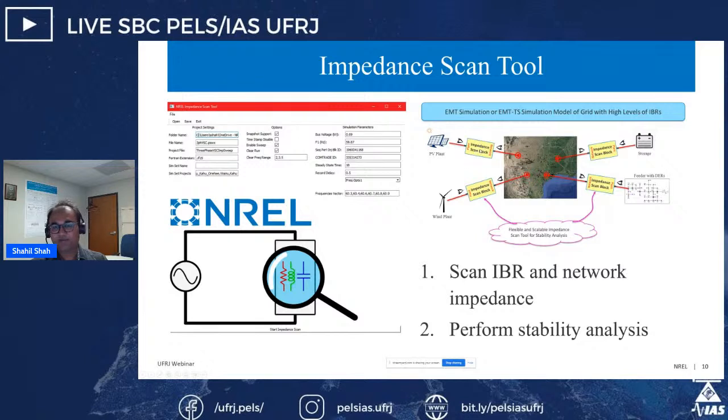If you go inside this yellow box, there is a three-phase voltage source in series, and you change the frequency of that voltage source, injecting disturbances or perturbations at different frequencies. We measure currents going through this block, and that helps us derive the impedance at different frequencies for the PV plant as well as the rest of the grid. So we scan IBR and network impedance, and we perform stability analysis. That is how I get what this particular IBR is doing in the oscillation mode. Now I can repeat the process at other IBRs if I want to see what other IBRs are doing in an oscillation mode.